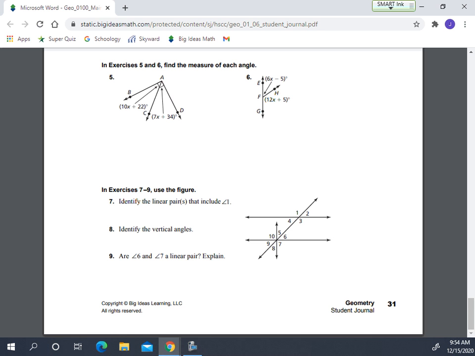7, 8, 9. Identify linear pairs that include angle 1. Okay, linear pairs, the word line is in linear pair. Right? It's an angle with one that creates a line. Well, we have this line right here, right? That includes angle 1, so we have angle 1 and angle 2. We also have this line, which is angle 1 and angle 4.